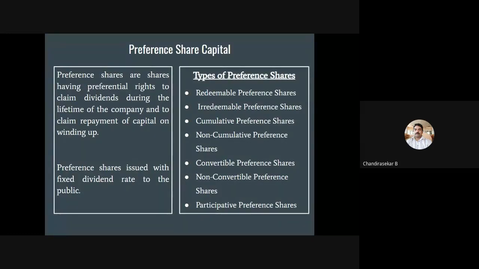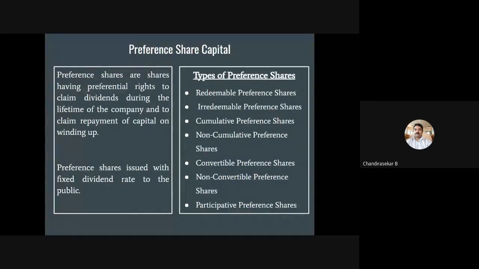After payment of that fixed rate of dividend to equity shareholders, if there is any excess profit, participating preference shareholders and equity shareholders both will share uniformly, equally. Same like that, participating preference shareholders have rights to get excess assets. Normally, they have rights to claim from the company up to face value.